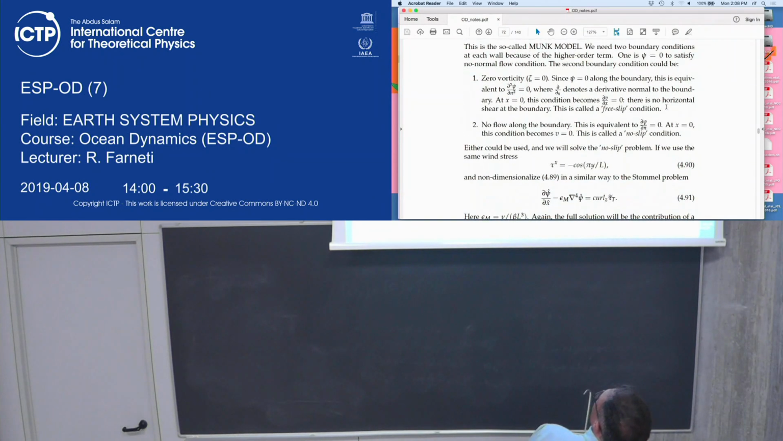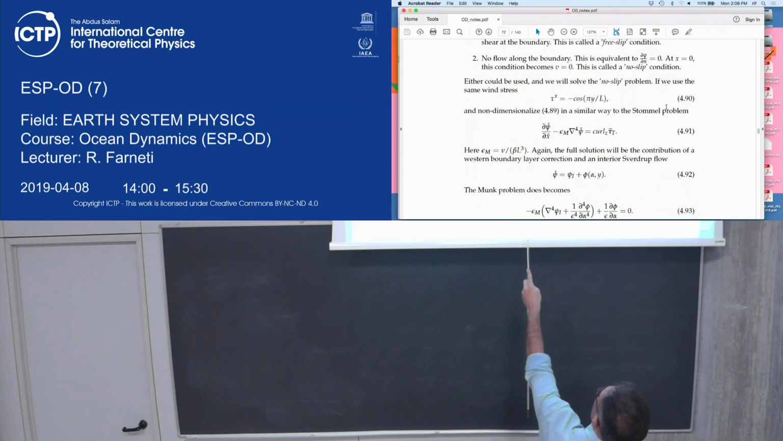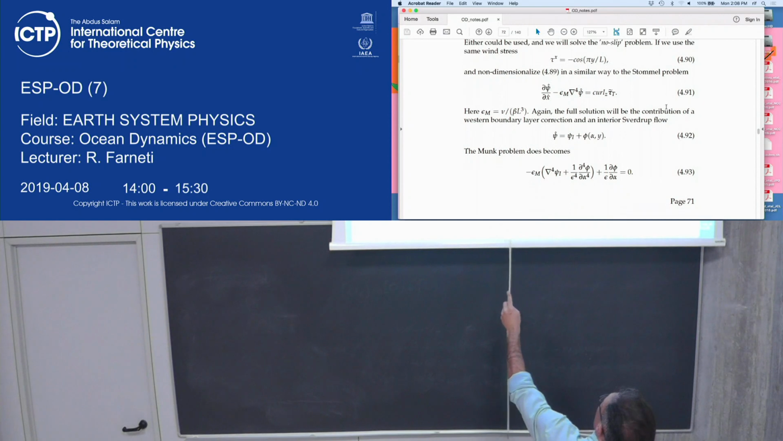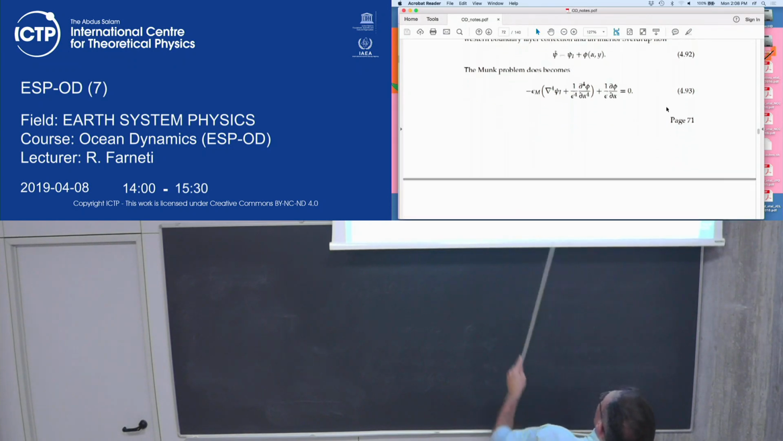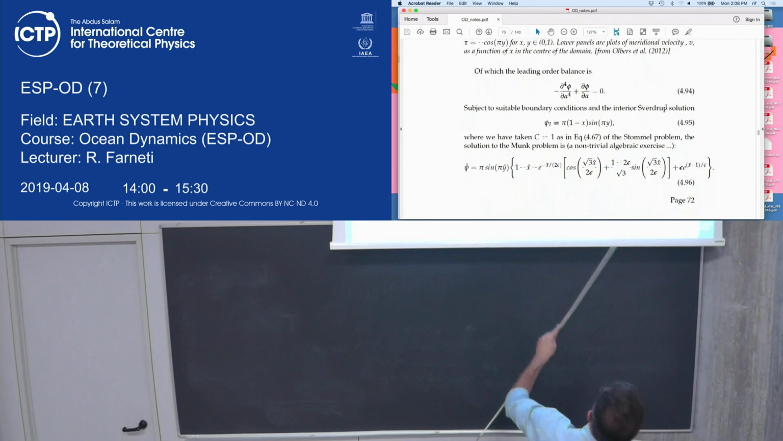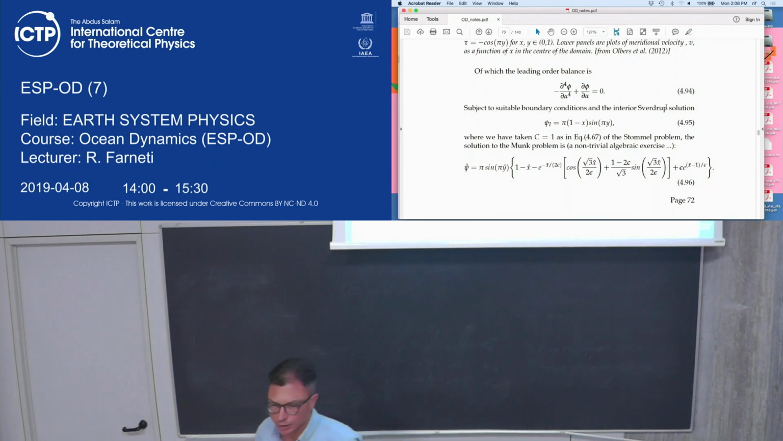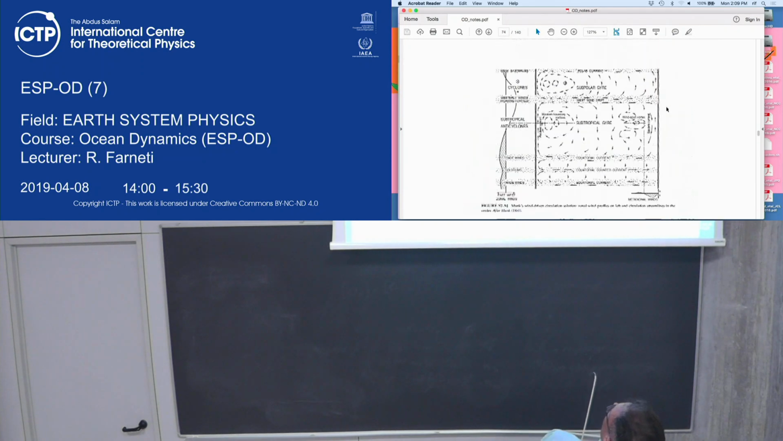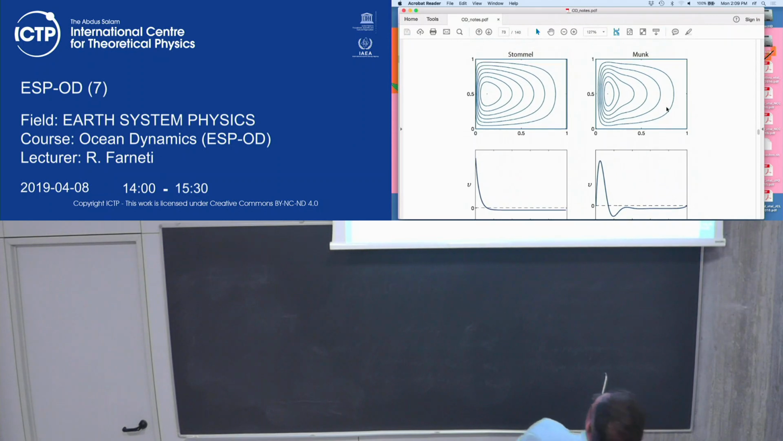So we needed another boundary condition, and we chose the no-slip boundary condition. We got the same simple wind stress formulation in order to solve it analytically. We looked again for a solution which has an interior solution and a boundary correction. We did exactly the same thing, and we find that this is the expression for the Munk model. Slightly more complicated analytically, but what you get is a solution that looks like this.